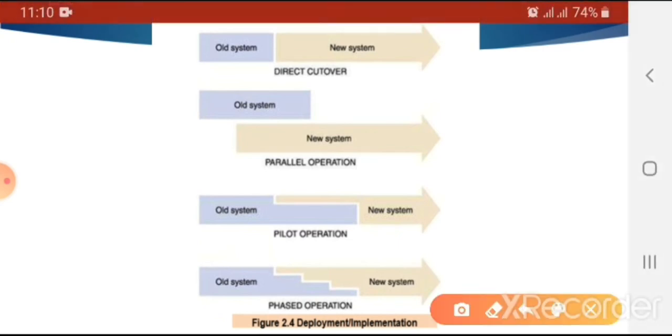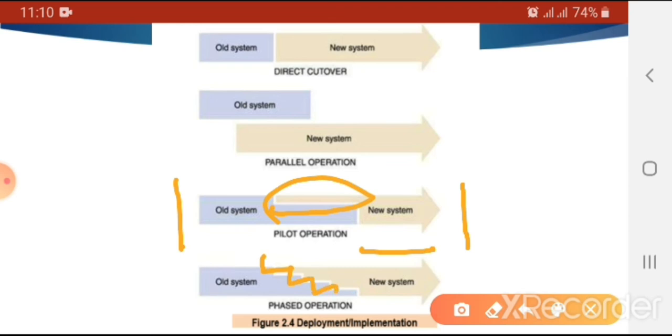Then this is the implementation of the pilot system, which means that a small number of users are using the new system and then all the users are shifted to the new system. And the last one is for the phased operation. You can see the step by step introduction of the new system.